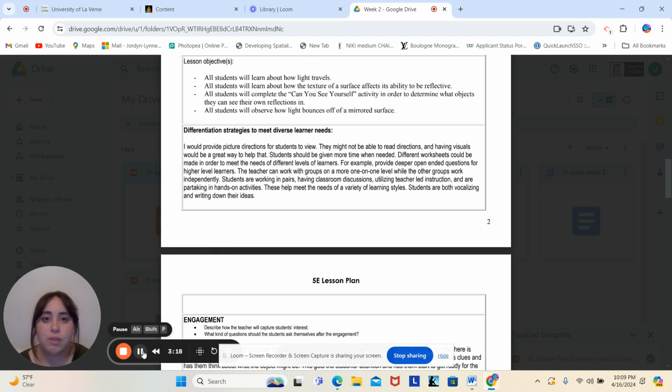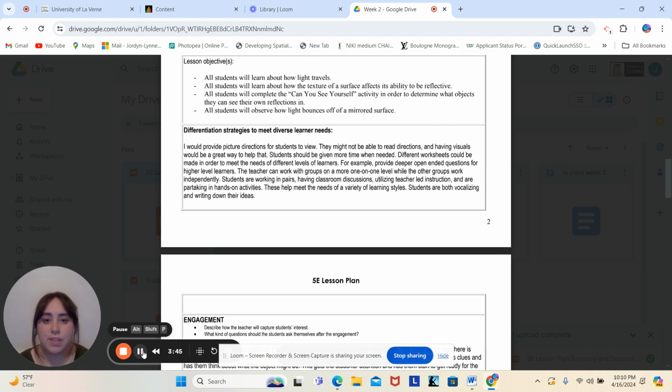The teacher is also able to work more one-on-one with the students while the other students are working independently and in their groups. And students are working in pairs. They're having classroom discussions, which is helping their learning. They're utilizing the teacher-led instruction and are partaking in hands-on activities. Those hands-on activities are really important. They allow students to have a better and more personalized experience with the topic.